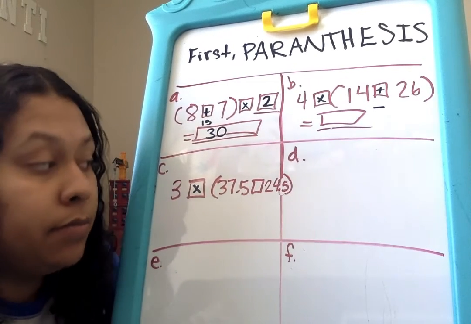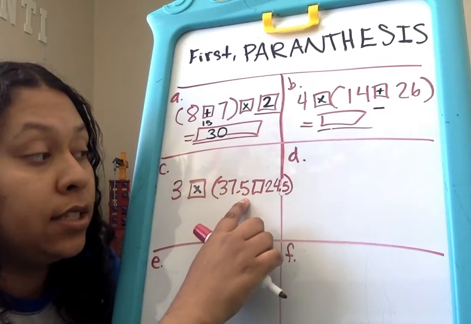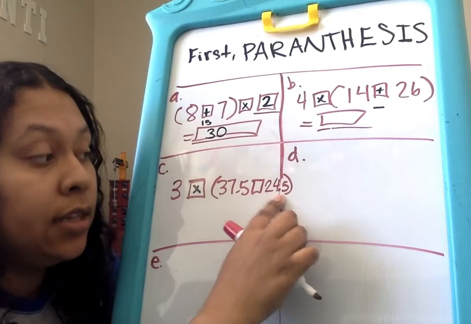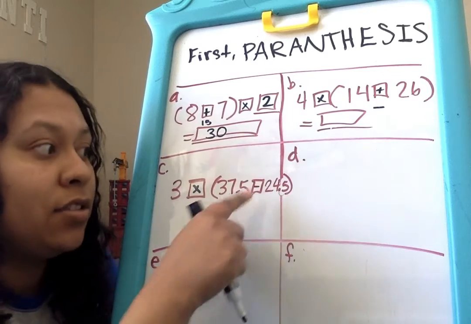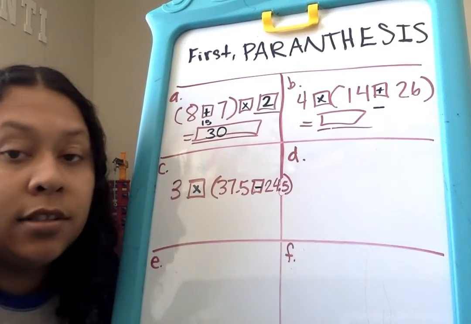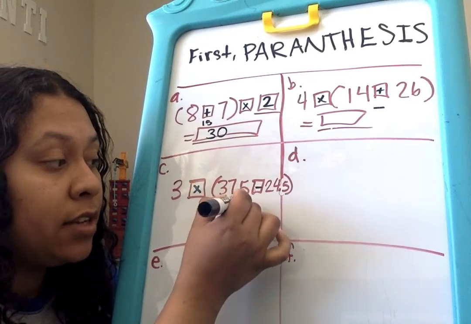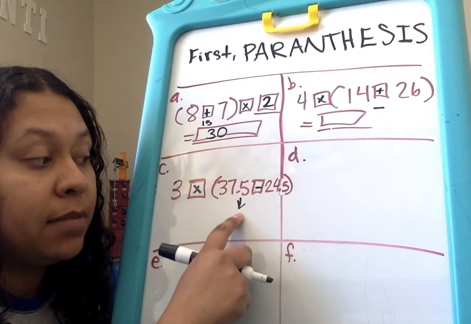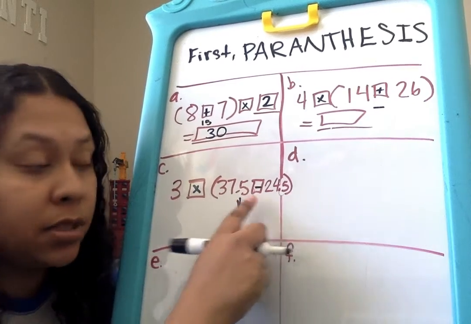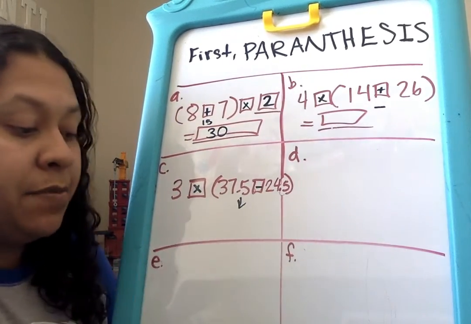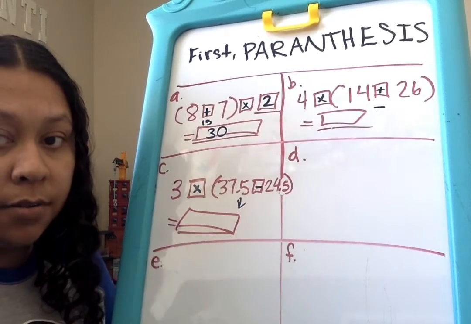The difference between 37 and 5/10 and 24 and 5/10. So difference means the answer of subtraction, I'm sorry. So that means first you need to subtract these two, and then whatever answer you get from that, you will then times that by 3. 3 times whatever this equals, okay? Then after you times it by 3, you can plug in your final answer in the blank right here.